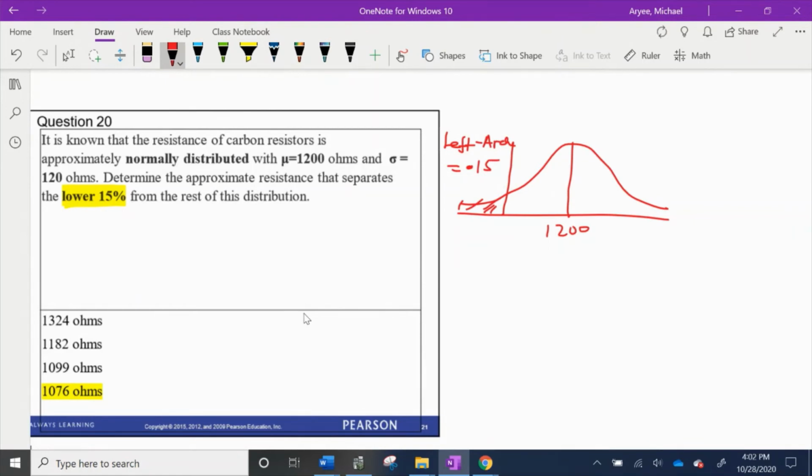Now, this is good news. Why? Because if you have the left area, you don't have to worry about anything. So this will be X. This is an inverse norm question, because you are looking for the value, right? Inverse norm, the area to the left is .15, the mean is 1200, the standard deviation is 120. So somebody do this for us and then let's write the answer.